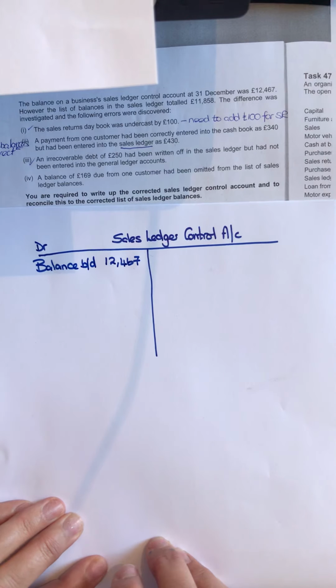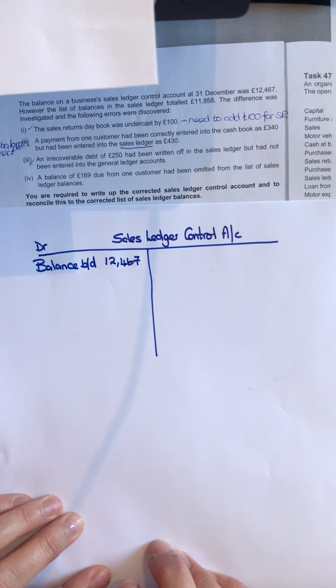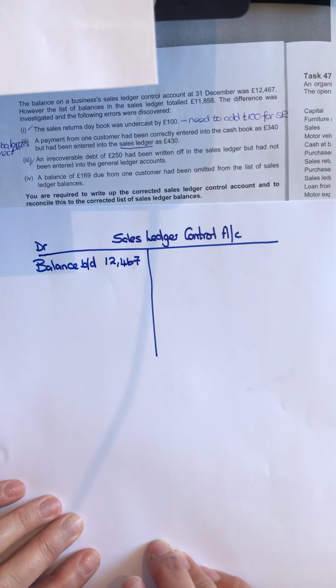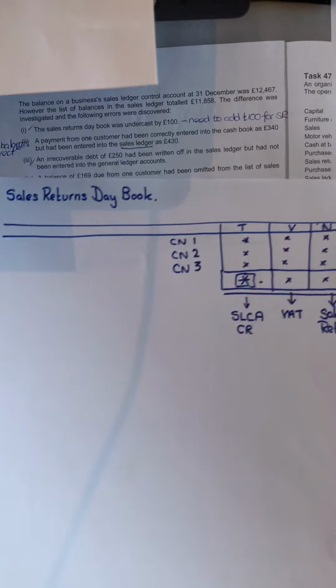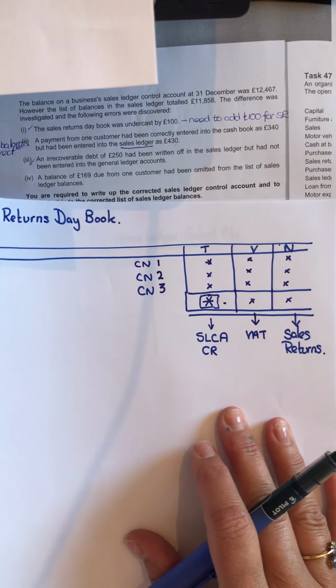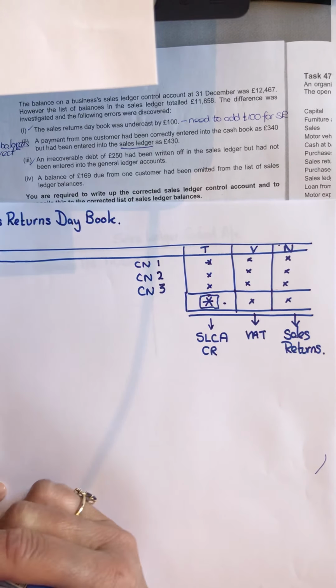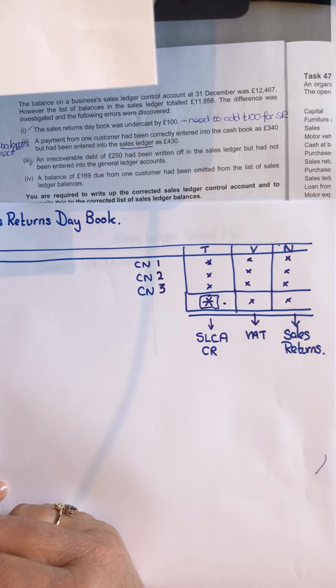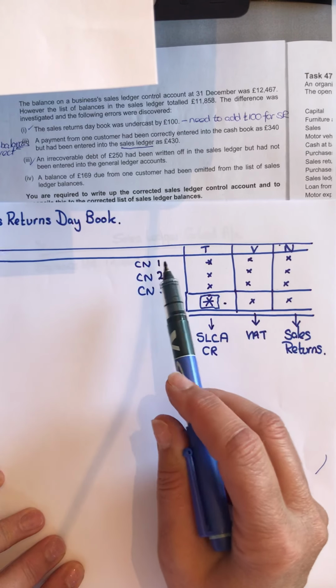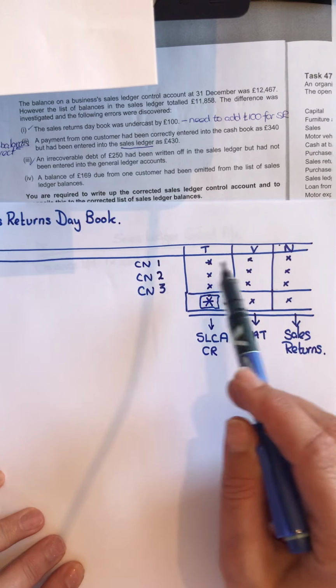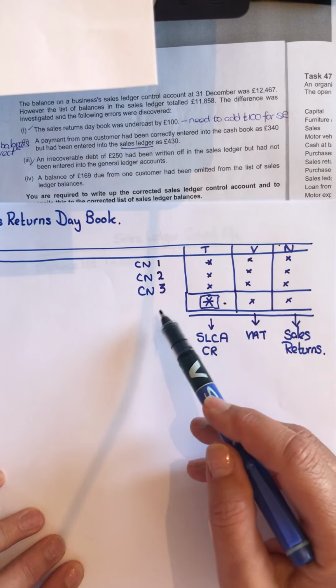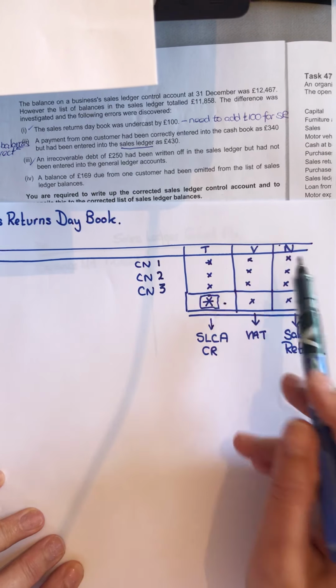month. Now we need to look at each of the bullet points in turn. So number 1 says the sales returns daybook was undercast by £100. So let's have a look at our sales returns daybook and remind ourselves of the theory. A sales returns daybook is used when your customers send you back some goods and you issue them with a credit note for the amount that they no longer have to pay you. So we write into the sales returns daybook the credit note, and we write each of the figures that were on the credit note, the total, the VAT and the net.